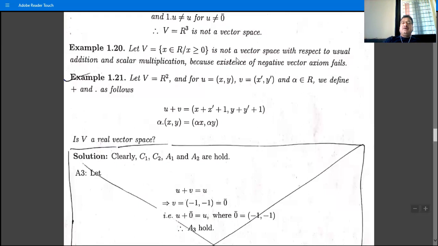What is that axiom number A4? The negative of each element must exist in the same set, but this set contains only positive real numbers, and so the negative vector of each vector does not exist in V, and therefore V is not a vector space. So similarly, we can see the remaining examples in the next lecture.